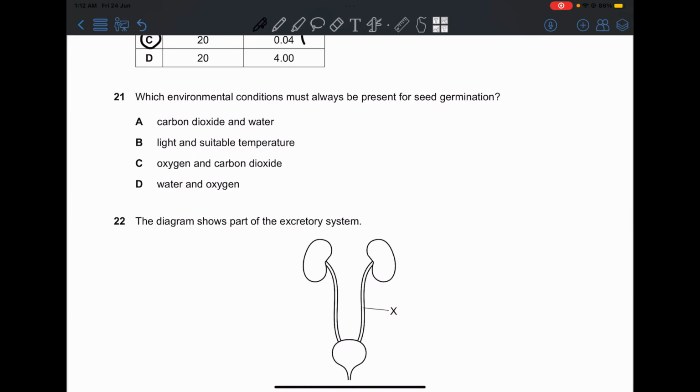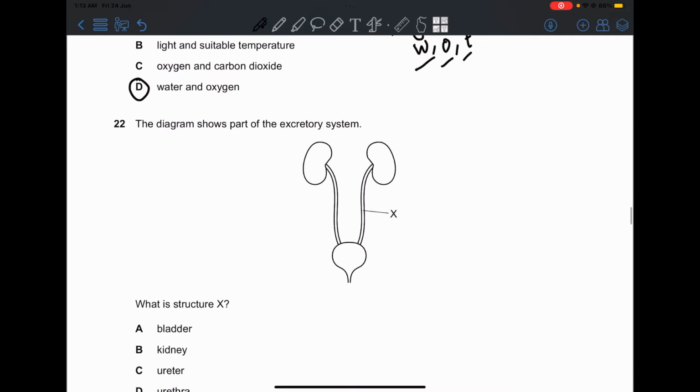21. Which environmental conditions must always be present for seed germination? Now we know that for seed germination we don't require light, and we require water, we require oxygen, and we also require suitable temperature. So we need to choose an option that has any two of the ones that I have mentioned now. So this is going to be D, water and oxygen.